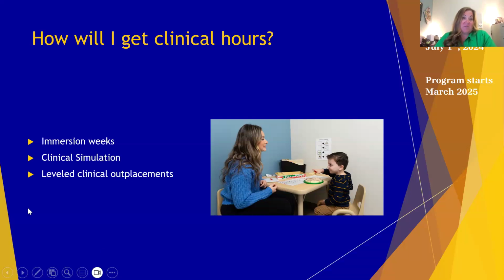The clinical simulation that we'll be using will be based in your coursework. Each class as we go through will probably target different content areas, and you'll go through simulations with that and debrief with your instructor as you complete those simulations, and you'll earn hours through that. And then the outplacements, there'll be 4, as Megan just went through, 2 pediatric and 2 adult. In that, you'll be able to earn your hours, 400 hours.